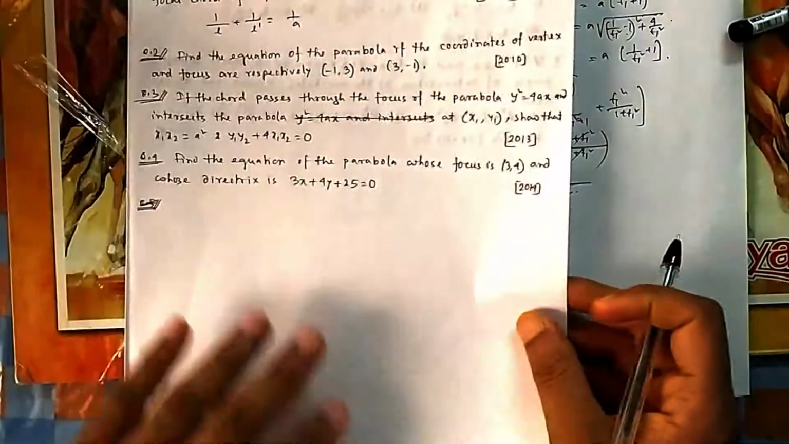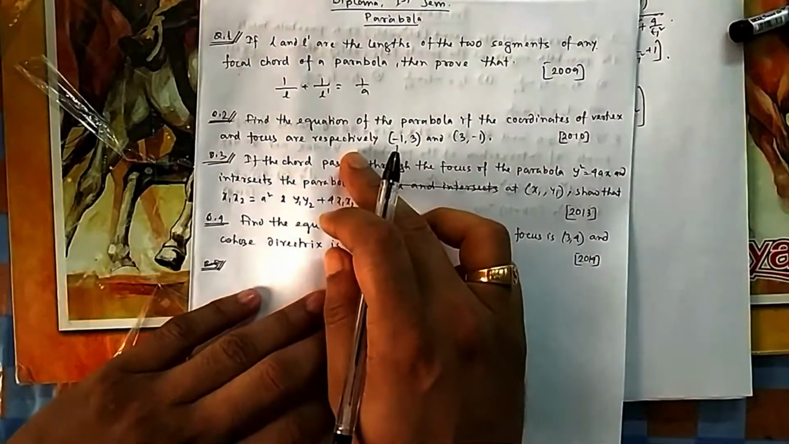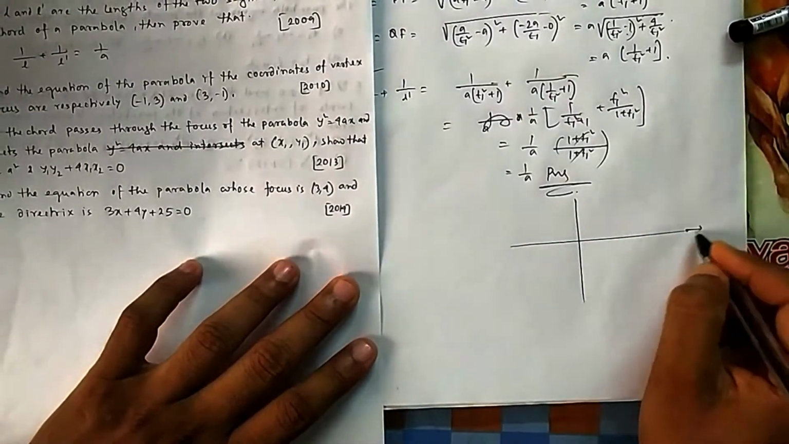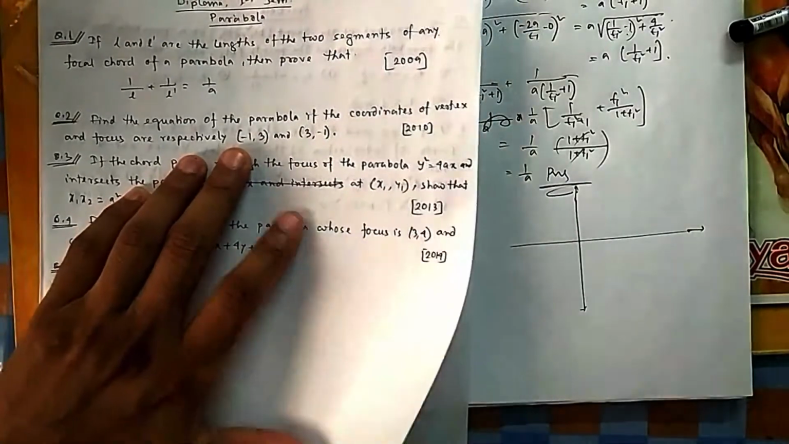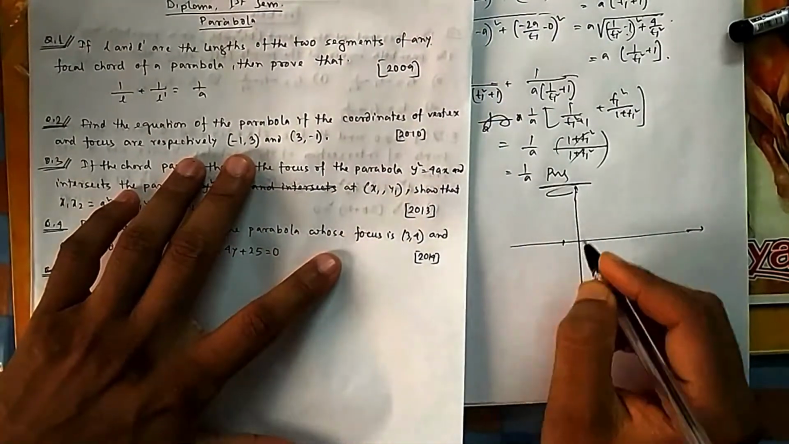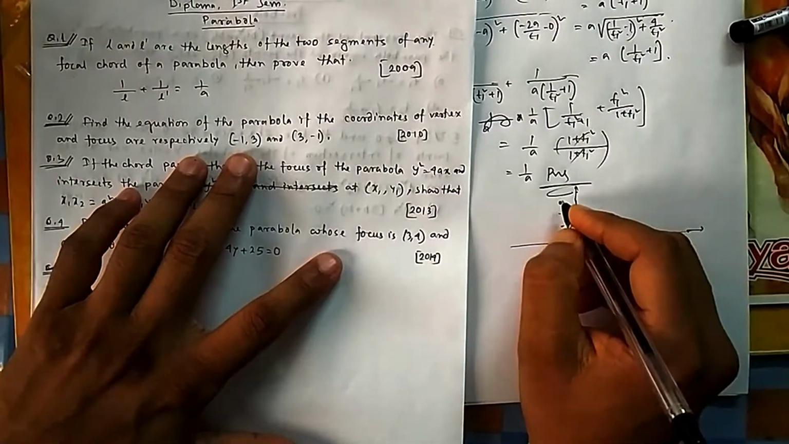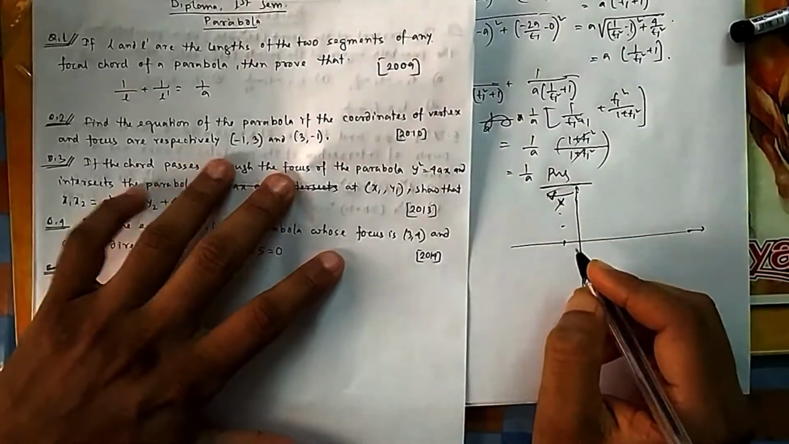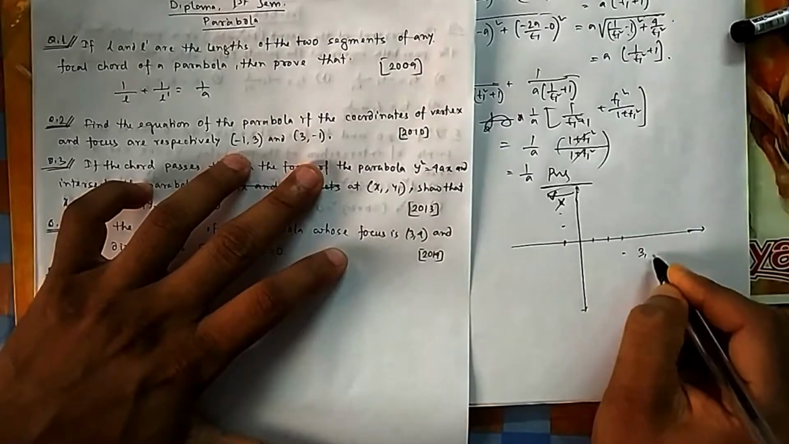Now if you come to question number 2, what they are asking here is to find the equation of the parabola whose coordinates of the vertex and focus are given. If you draw this, you get an idea where the parabola is, because it is not a standard parabola. You can see the focus is (-1, 3). So if you take -1 and then 3 here, 1, 2, 3, this is your focus. This is your vertex V. And then the other point is 3, -1.